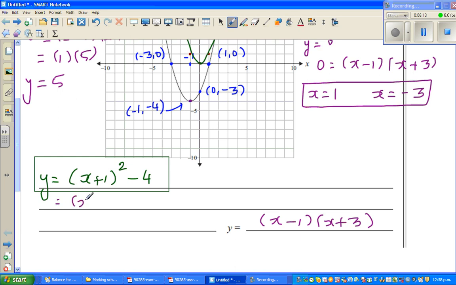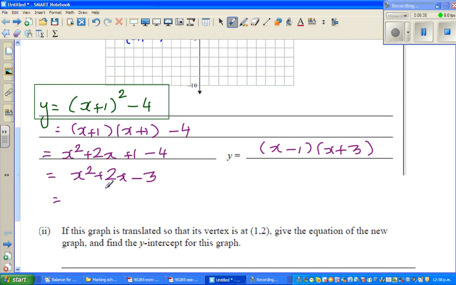So this is nothing but x plus 1 times x plus 1 minus 4. So this is equal to x squared, plus x, which is plus 2x, plus 1 minus 4, which is nothing but x squared plus 2x minus 3. And if you factorize this, the two factors of minus 3 that give you plus 2 are x minus 1, x plus 3.